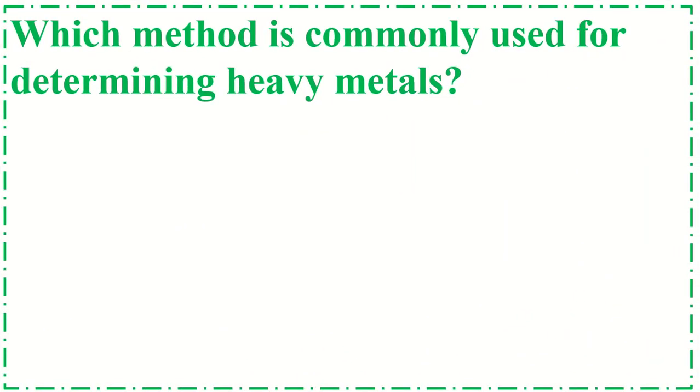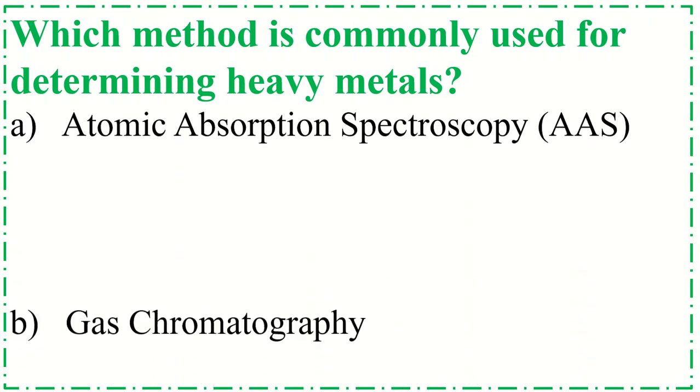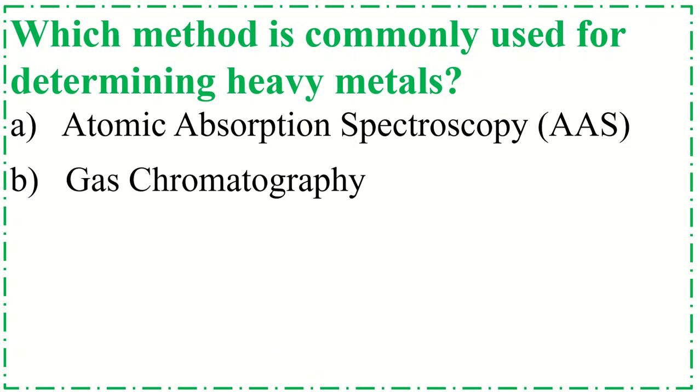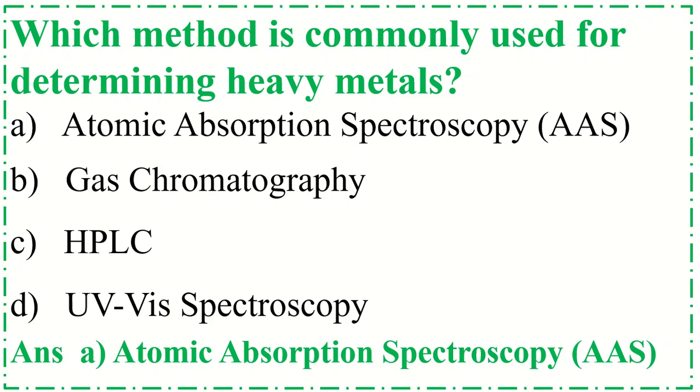Which method is most commonly used for determining heavy metals? Option A atomic absorption spectroscopy, B gas chromatography, C HPLC, D UV visible spectroscopy. Correct option is A atomic absorption spectroscopy.